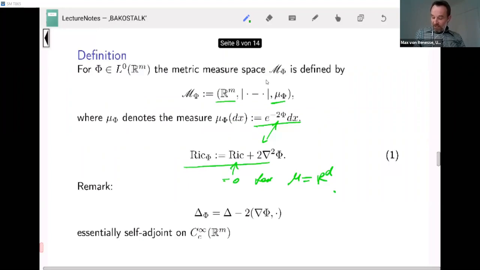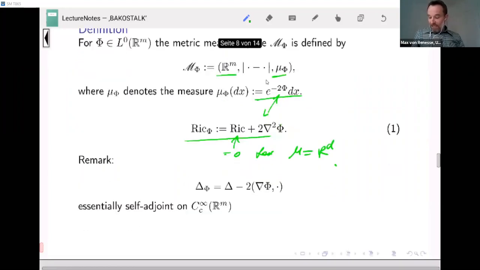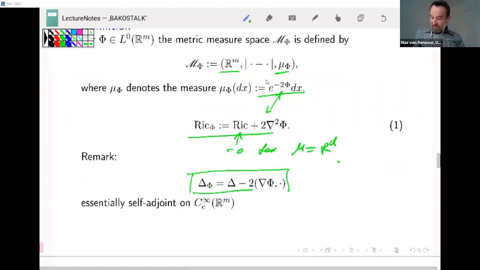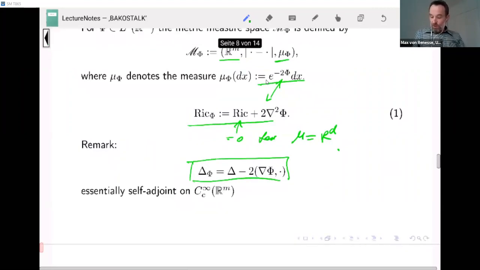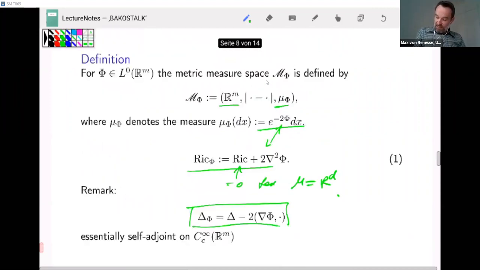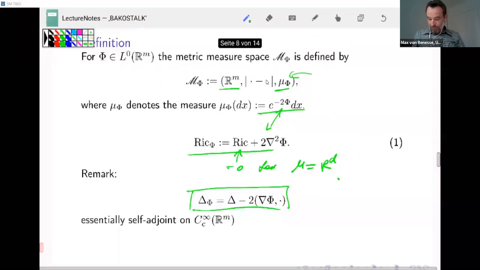And let me recall that the corresponding, if you like, weighted Laplace-Beltrami operator will be this operator. So this will be the generator whose diffusion process has this measure here as the invariant measure, the canonical diffusion operator.